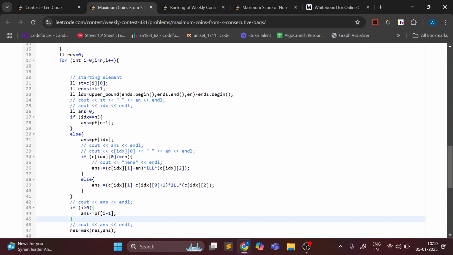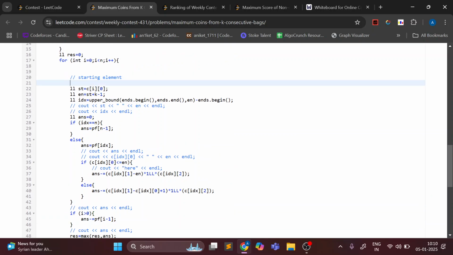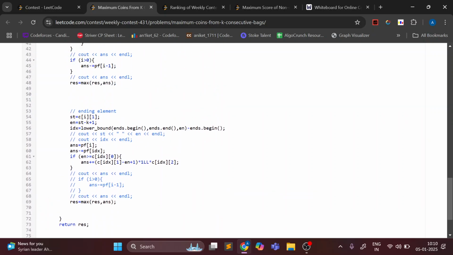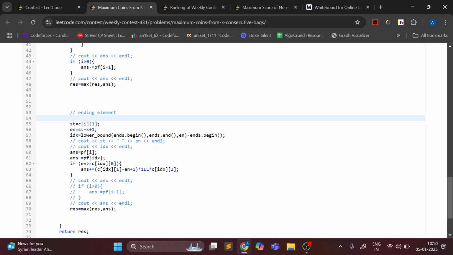Now this is the code for when the interval start is a starting element of the max segment. There we also need to check when the interval's ending is also an ending of the max segment. So here start would be c of i comma 1. Here start is the rightmost end of the segment, so I'm referencing that segment in reverse order. Then end would be starting element minus k plus 1.